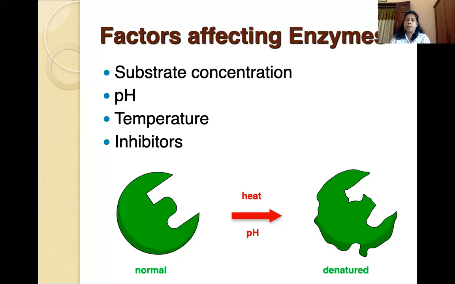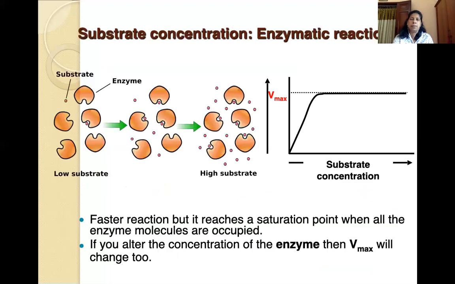That means denatured enzymes cannot take substrates into their cavities. So this is happening with heat and pH. Now you have learned a lot about the changes that happen to the protein because of pH and temperature. You know that the normal functionality is gone because of changing pH and temperature and denaturing. But let's see what's happening with the substrate concentration and inhibitors.